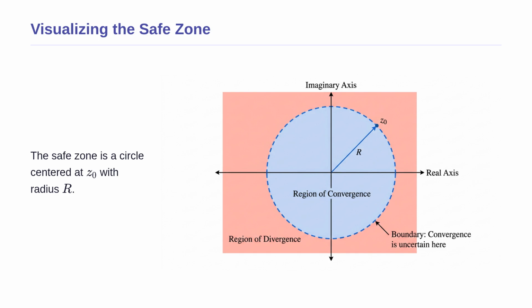Let us visualize this safe zone to make it completely clear. Here we see the complex plane with a real axis and an imaginary axis. The center of our series, z0, is marked with a point. Around it is a blue circular region of radius R. This blue area is the region of convergence. If you pick any point inside here, the series works perfectly. The red area outside is the region of divergence, where the series breaks down and explodes. The dashed boundary line represents the edge, where convergence is uncertain.